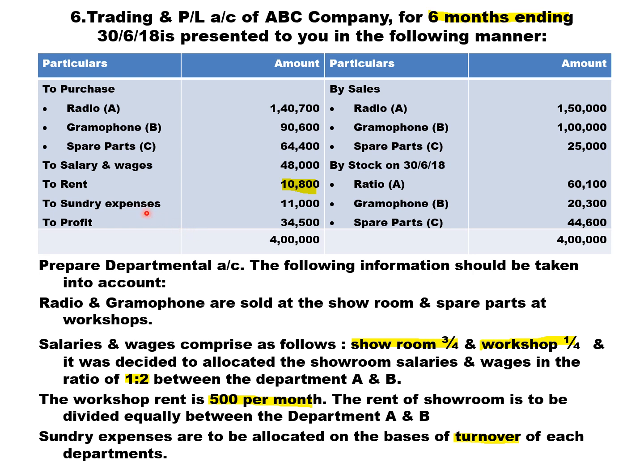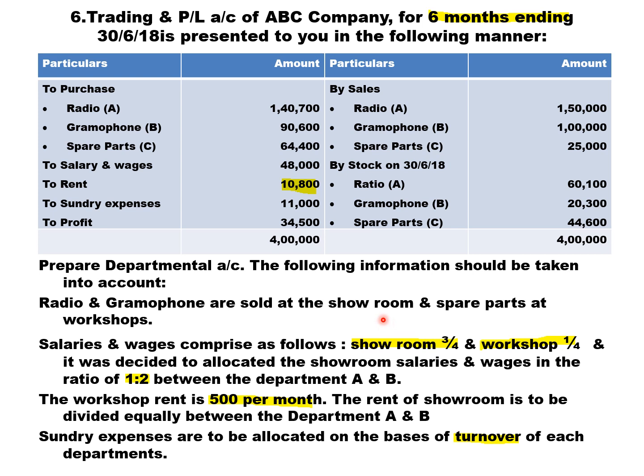So students, the core area where you need to concentrate is how to distribute salary and wages, how to distribute rent and tax, and how to distribute sundry expenses. So you need to distribute only these three. You need to prepare departmental account, and the following information should be taken into account. Radio and gramophone are sold at showroom and spare parts at workshop.